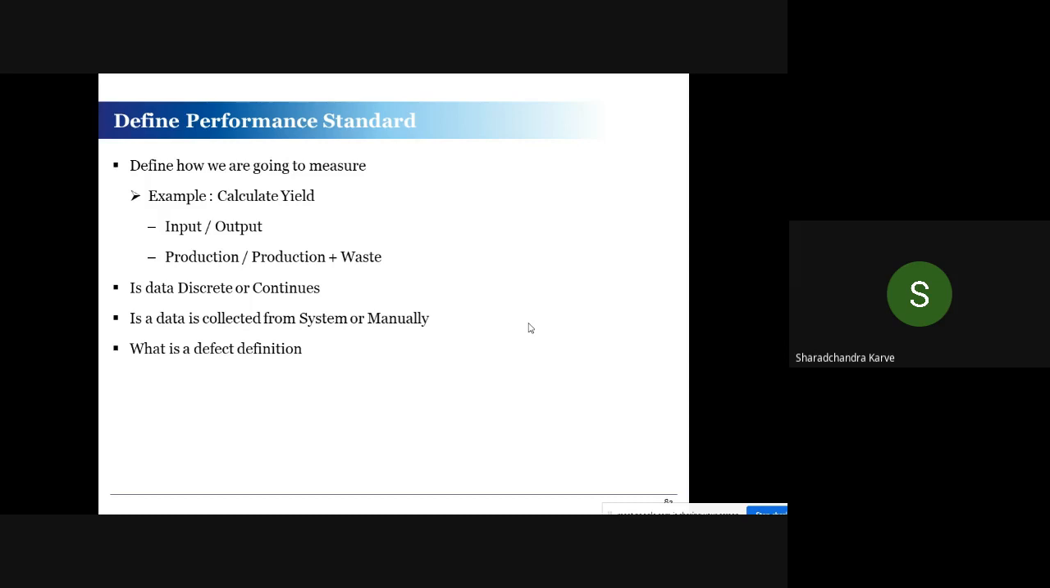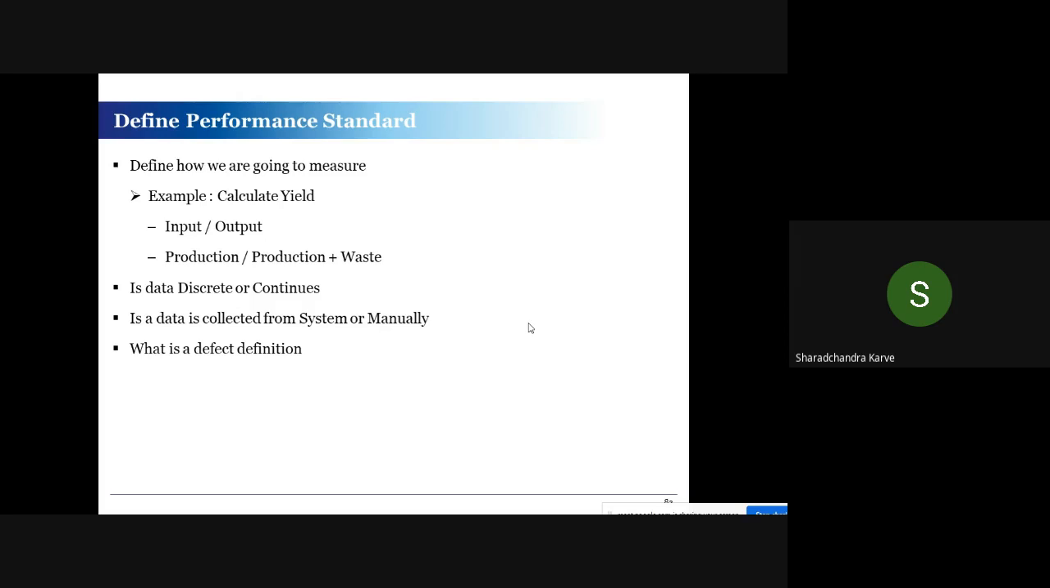Then the next is, is my data discrete or continuous? There are two types of data, called discrete data and continuous data. What is meant by discrete data? Discrete data is generally countable data: 1, 2, 3. How many people out of the 58 people present are wearing a red shirt today? That is discrete data. It cannot be 3.2. And continuous data: what percentage of people are wearing a red shirt? It can be a fraction also, 15.3, 13.2, etc.